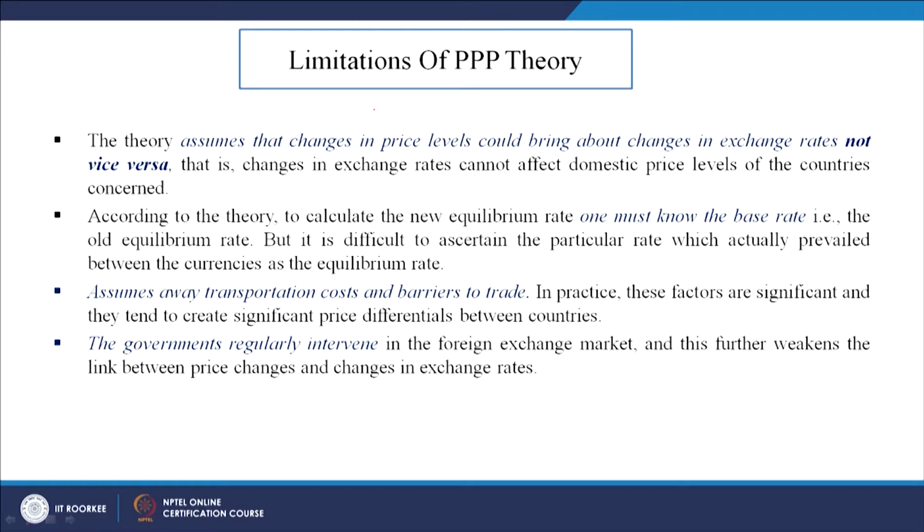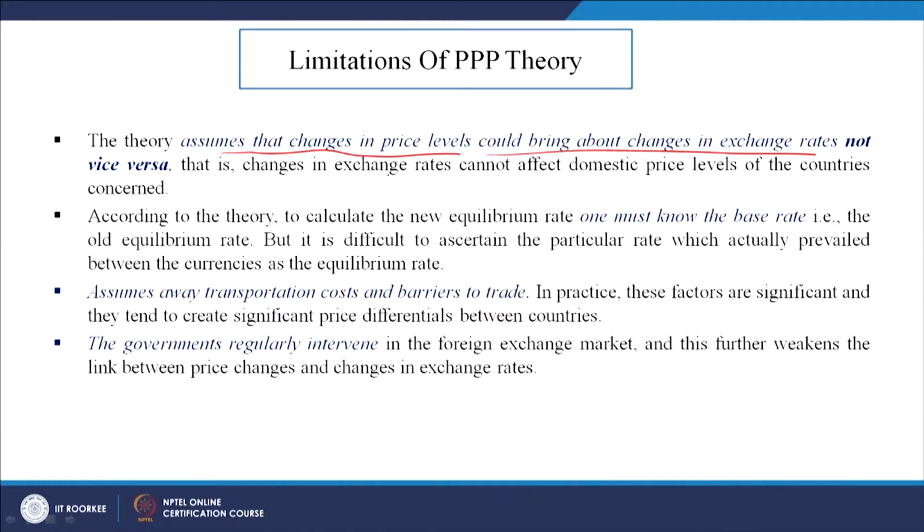PPP has limitations. What are they? The first limitation is that this theory assumes that changes in price levels will bring in changes in the exchange rate, but not vice versa. That means the effect of a change in exchange rate on prices is not considered. So, changes in exchange rate cannot affect the domestic price levels of the countries concerned. This is an assumption which might not be true, right.